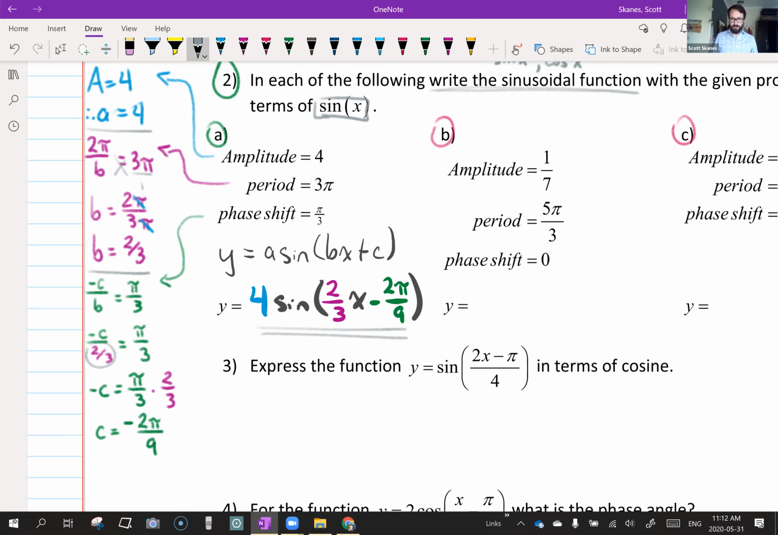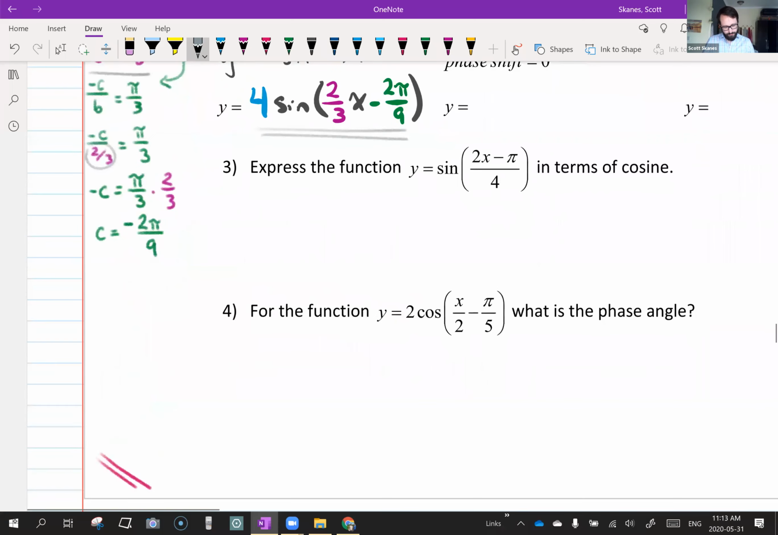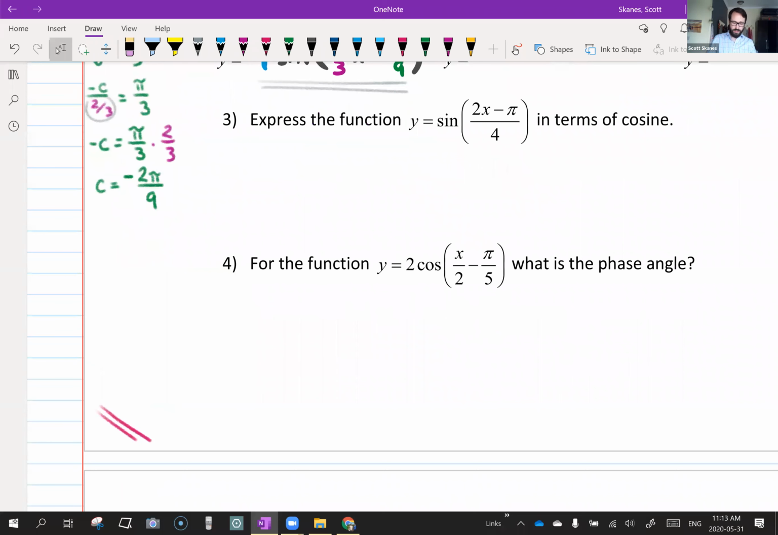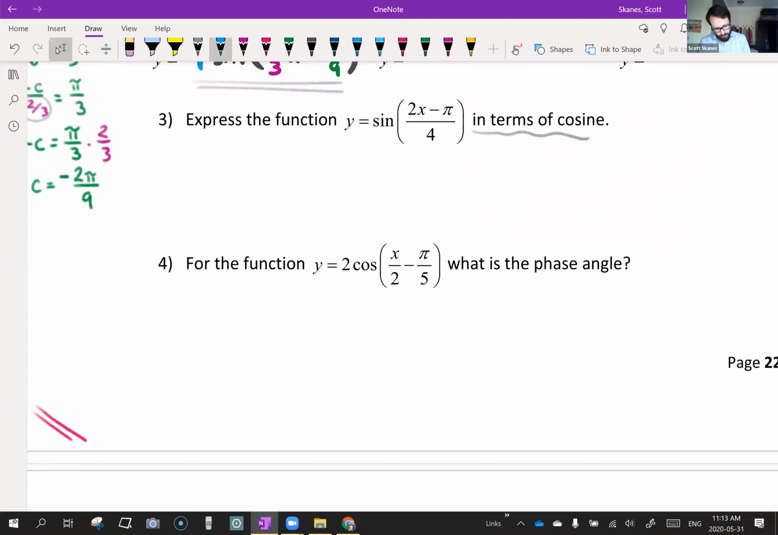So I'll finish the rest up pretty quick because I don't want to take too much of your time. Normally I like to finish 10 after the hour. Let me quickly do C and 3 and 4, and we'll be done. So first things first, it says express this function in terms of cosine. And there's a little bit of a trick.